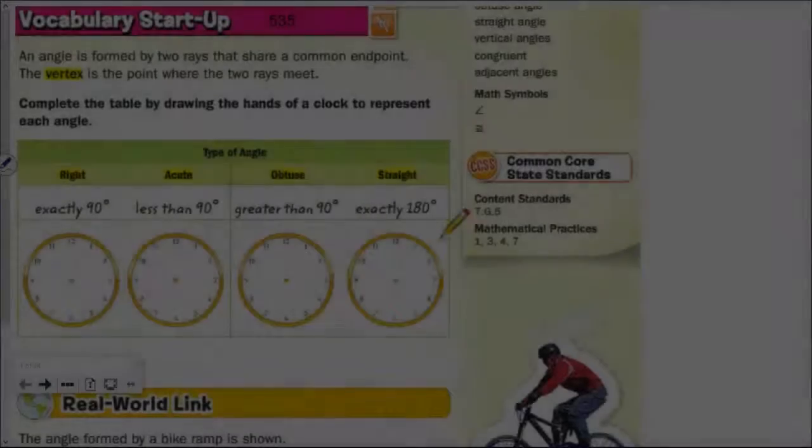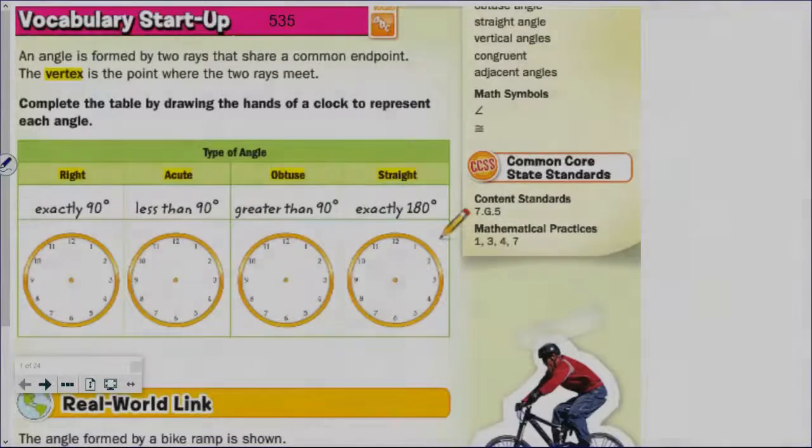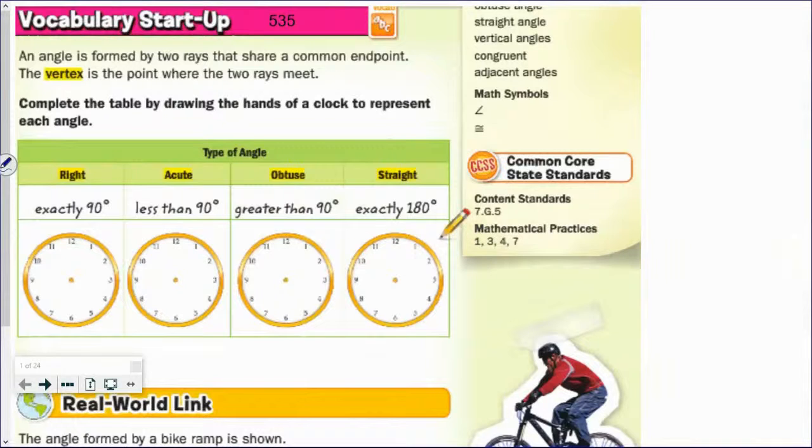Okay, today we are going to begin chapter 7, which is on angles and angle measurements and angle relationships. It is the beginning of our geometry unit, or chapters 7 and chapter 8. The first lesson of chapter 7 starts on page 535 and is about angles and angle relationships.